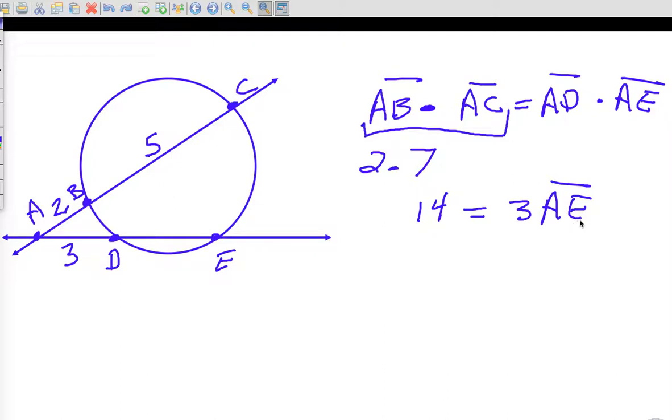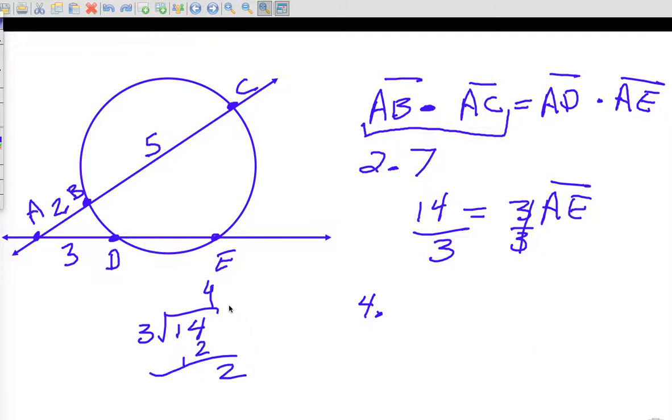We could figure out the value of AE, this entire segment, that's going to make that statement true. So I would divide both sides by 3. So AE would be equivalent to 14 over 3, which is roughly, let's go ahead and do that out. 3 into 14 goes 4 times 12, remainder of 2. So 4 and 2/3, or 4.67. So that means this whole piece is equal to 4.67, which means DE would be equal to 1.67.